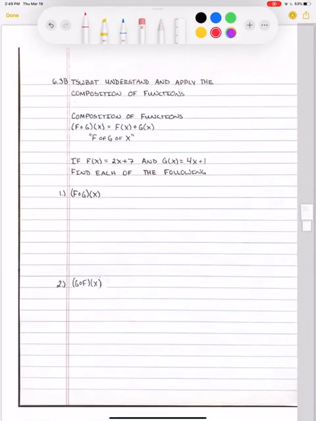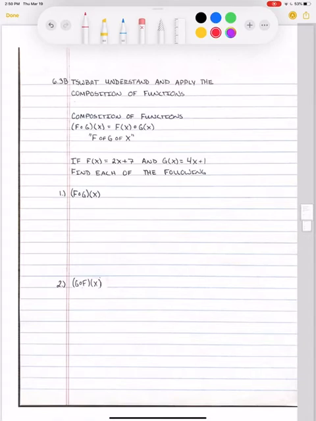Alrighty, so today we are looking at how to compose two functions. The composition of functions just means you're taking one function and plugging it into another and simplifying as best you can, maybe evaluating if it asks you to plug in a number after you plug in a function. But for starters, we're just taking one function and plugging it into another. So that's what composition of functions is.